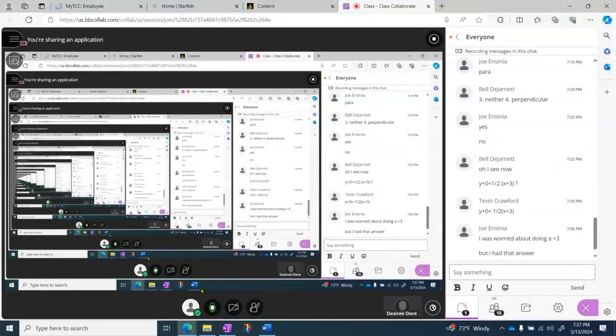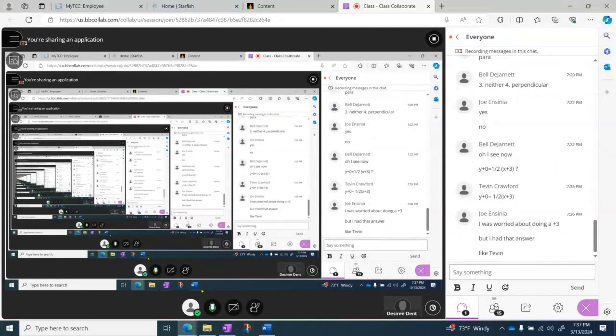What is a, Joe? Like Tevin? Yeah, x plus 3. We have to use x and y as the two variables in the equation because we are studying the equation in the rectangular coordinate system. In the rectangular coordinate system, the two axes are x and y. That's the reason we use x and y.